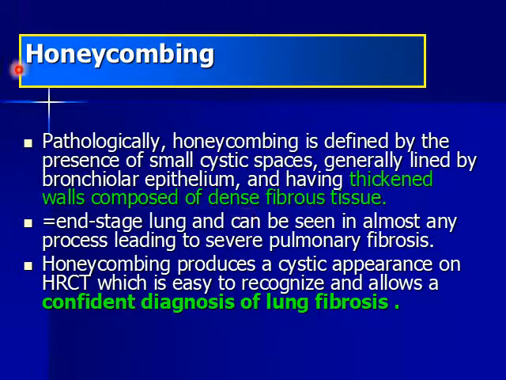this is a very important term, honeycombing. Pathologically, honeycombing is defined by the presence of small cystic spaces, generally lined by bronchial epithelium and having thickened walls composed of dense fibrous tissue. When we write the word honeycombing in our report, it means that this is an end-stage lung and can be seen in almost any process leading to pulmonary fibrosis. Honeycombing produces a cystic appearance on high-resolution CT, which is easily recognized and allows a confident diagnosis of lung fibrosis.